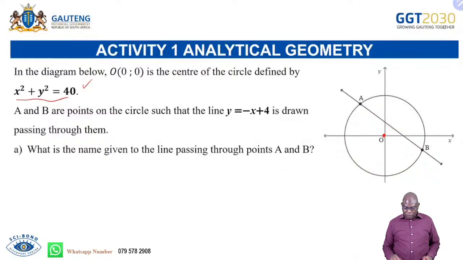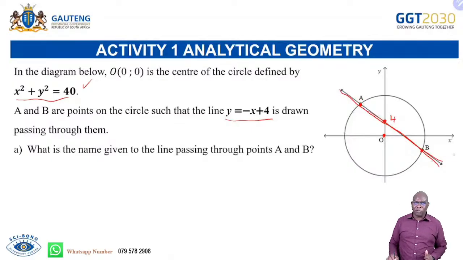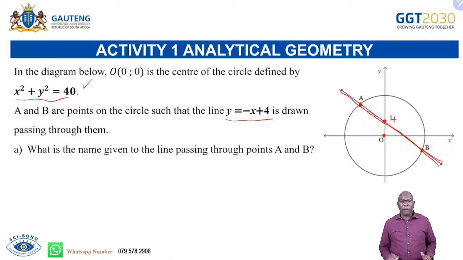It says A and B are points on the circle such that this line here, the equation of that line is given as y equals minus x plus 4. Already I know that that point here will be a 4. It's the y-intercept of the graph. Right. But my problem here, I know that this is going to be 0 and 4. My problem is to get the coordinates of that. But let's see if I can get it.